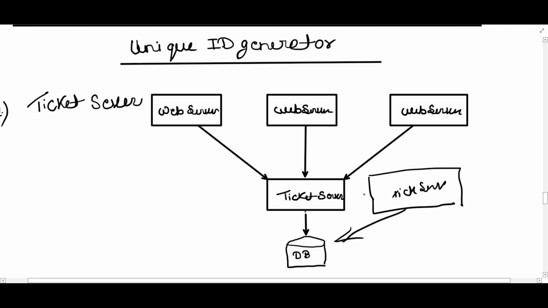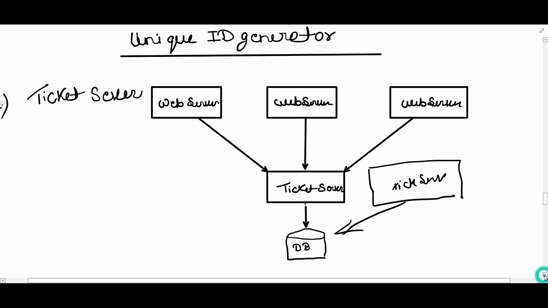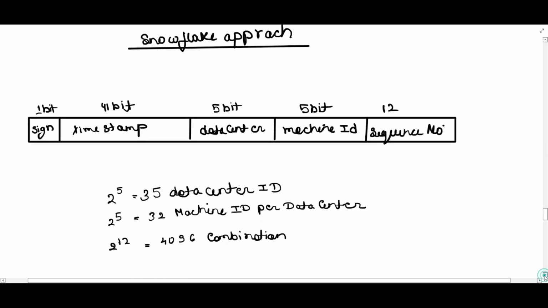So now let's see another approach, how we can generate the unique ID with a different approach. The other approach will be the snowflake approach, and in this approach the ID will contain the first bit as the sign bit, the second one the timestamp, and the third the data center ID. 5 bits will be used for the data center ID, 5 bits for the machine ID, 12 bits for the sequence number, and 41 bits for the timestamp. So timestamp will be unique actually.